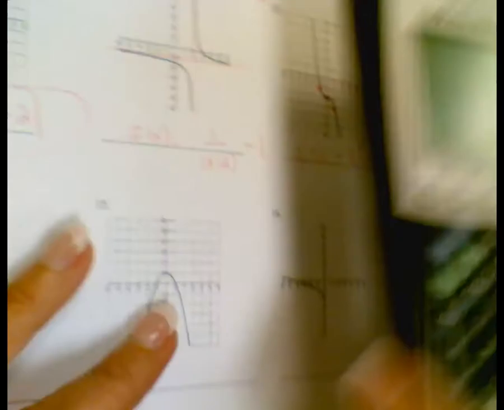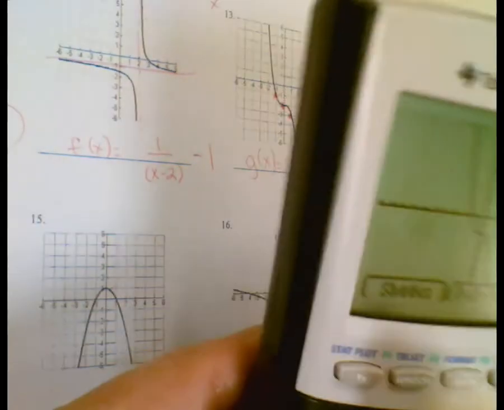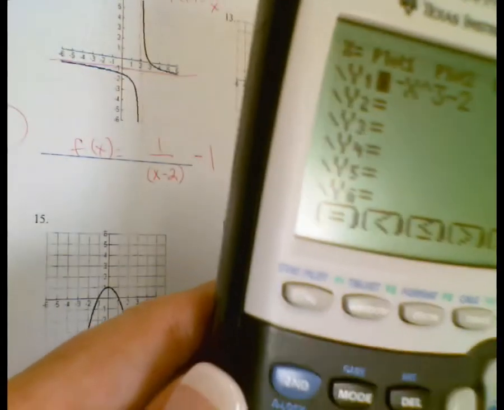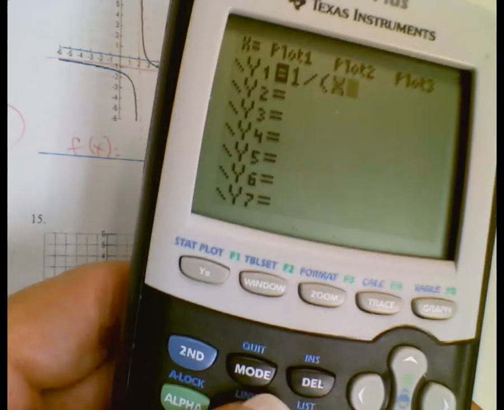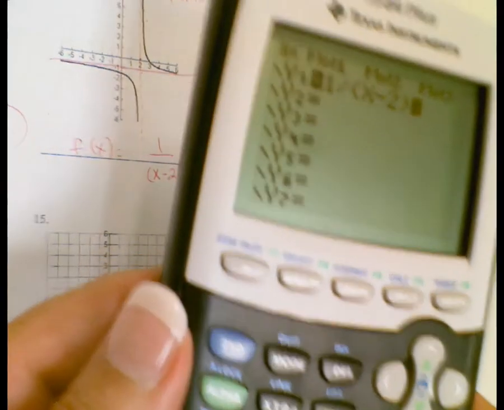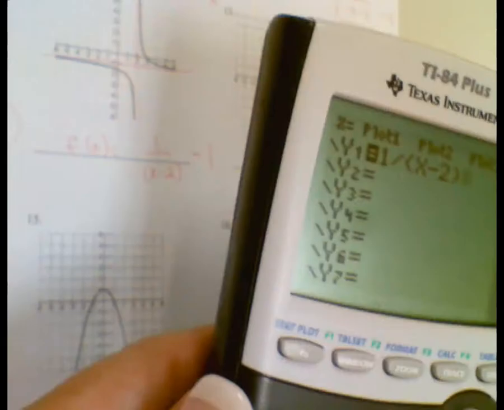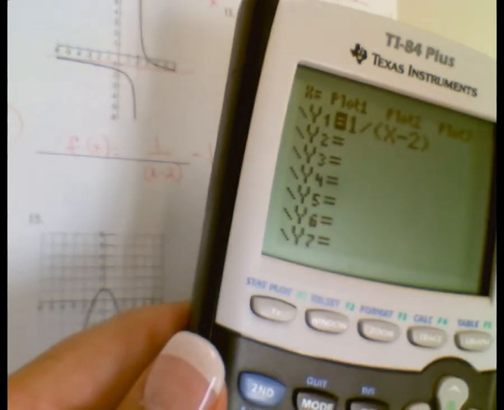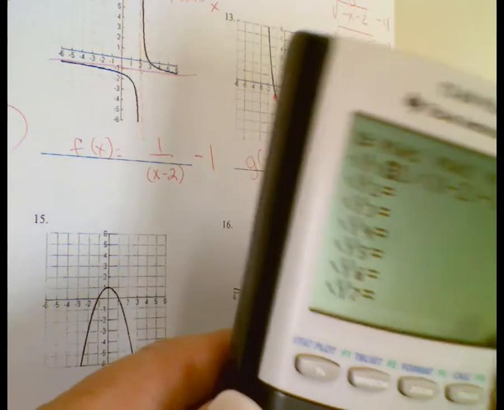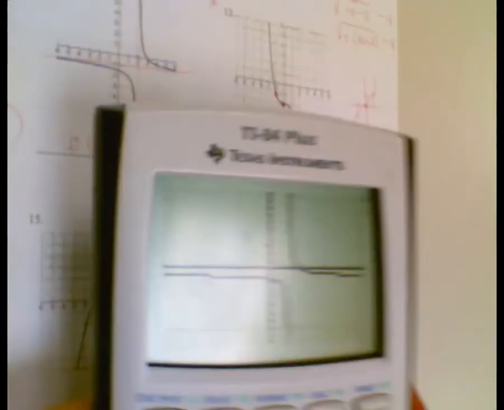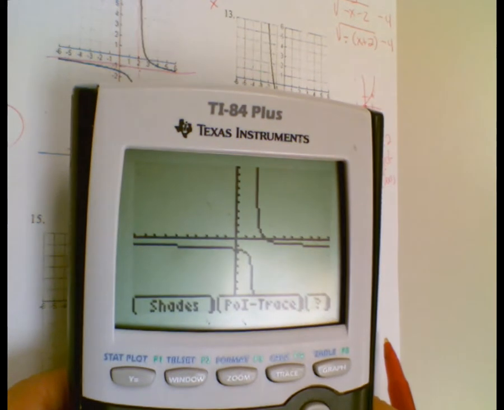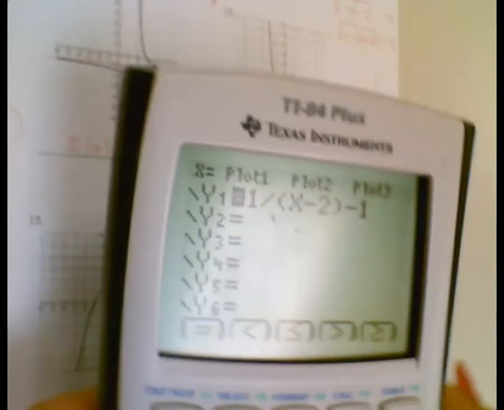Should we double check that first? This one right here. Let's look at that one. 1 divided by parentheses x minus 2, minus 1. Is that right? That kind of looks like that, right? Yeah. And then let's do the first one.